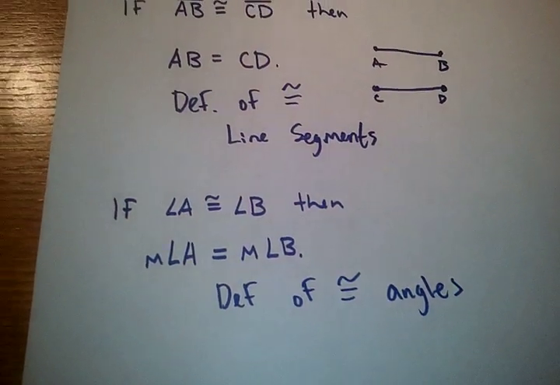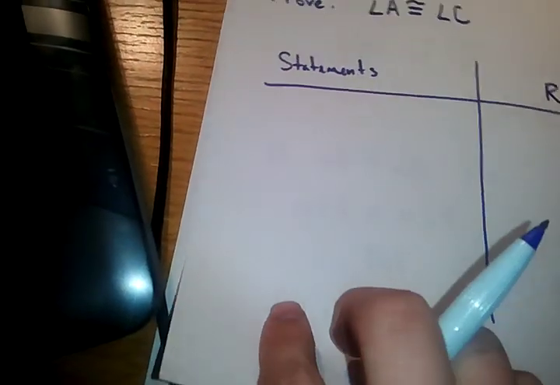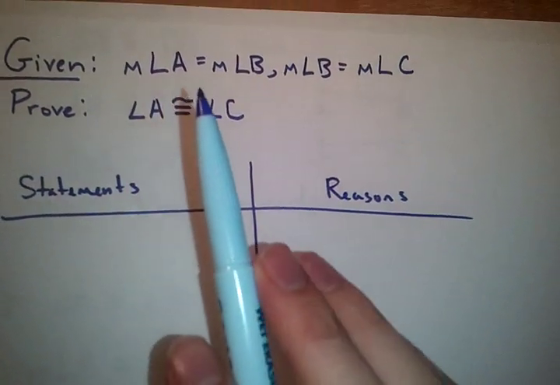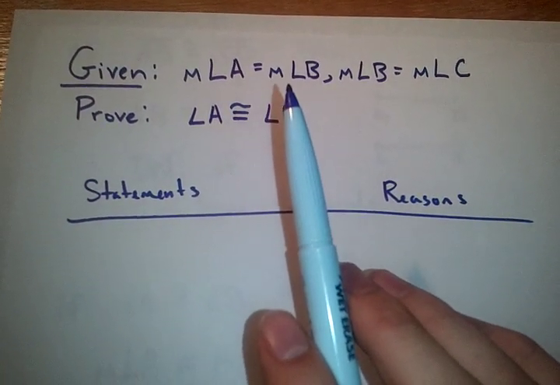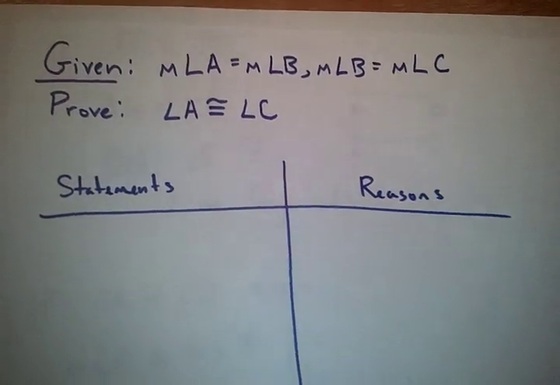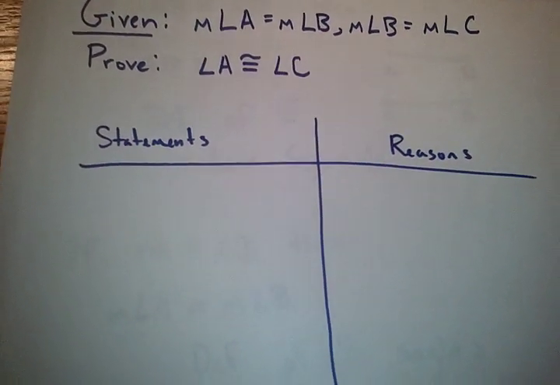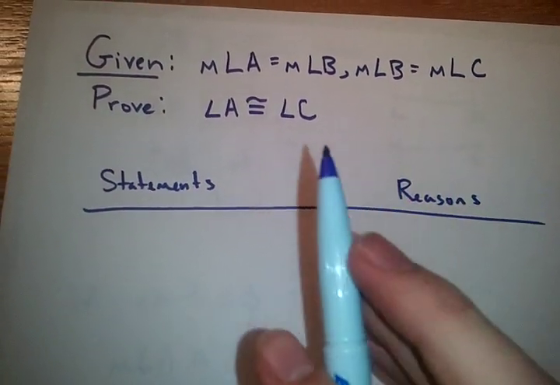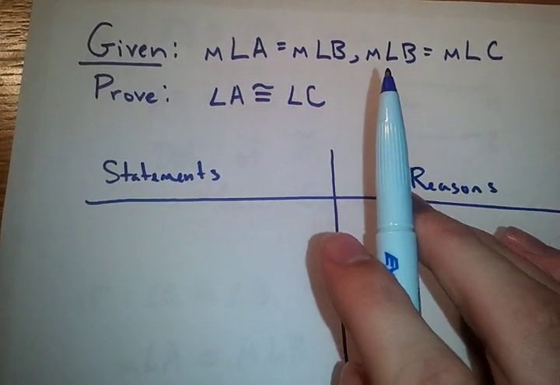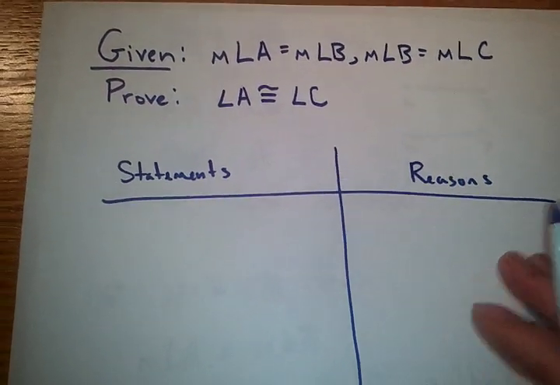Alright, quick example of a proof using these definitions. Given the measure of angle A equal to the measure of angle B, and the measure of angle B equals the measure of angle C, prove that angle A is congruent to angle C. For the first statement, we're going to start with what we're given. So we're going to say the measure of angle A is equal to the measure of angle B. Similarly, the measure of angle B is equal to the measure of angle C. And our reason for that is the given information.